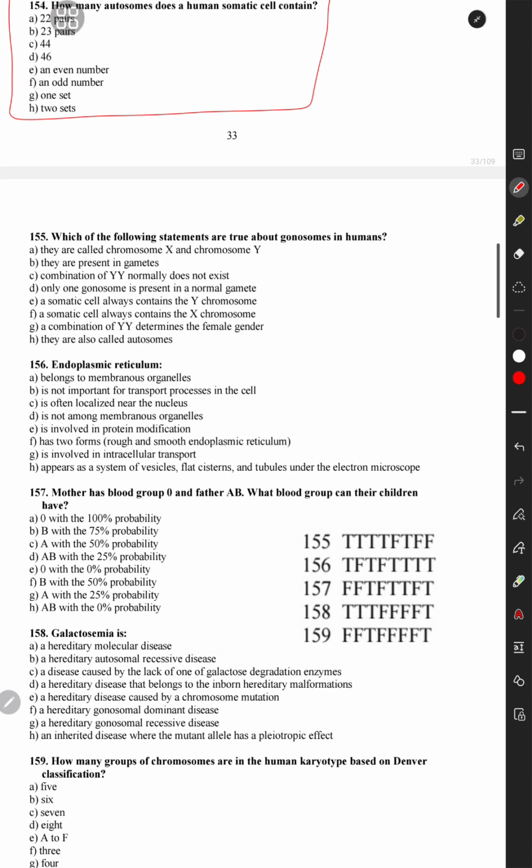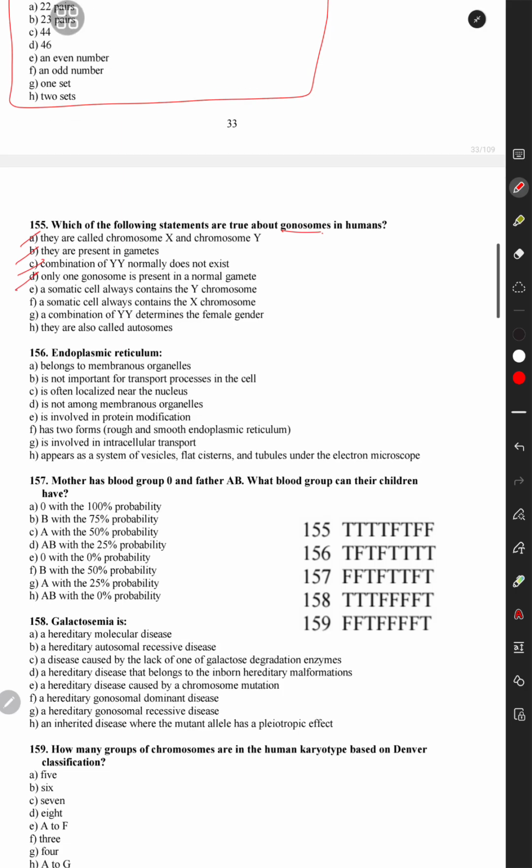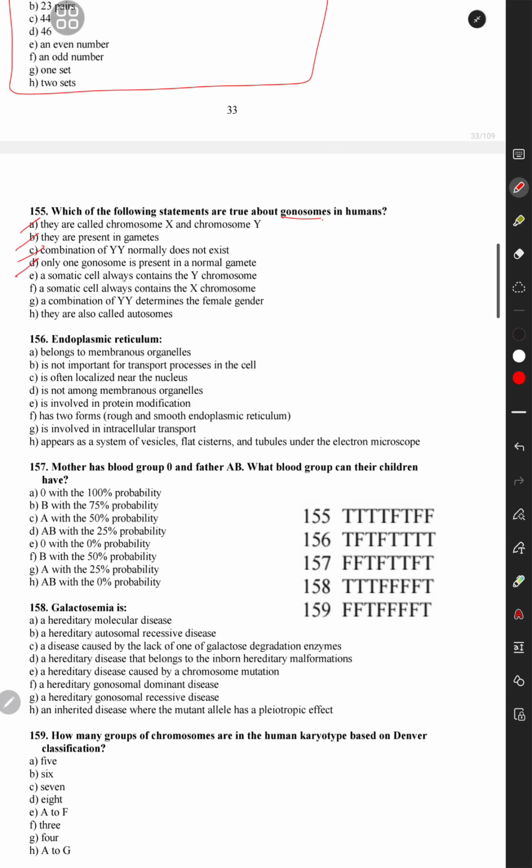Which of the following statements are true about gonosomes in humans? They are called chromosome X and Y. Present in gametes, combination YY normally does not exist. Only one gonosome is present in a normal gamete. A somatic cell always contains the Y chromosome. Always contains the X chromosome. Combination of YY determines the. They are also called autosomes. True, true, true, true, false, true.